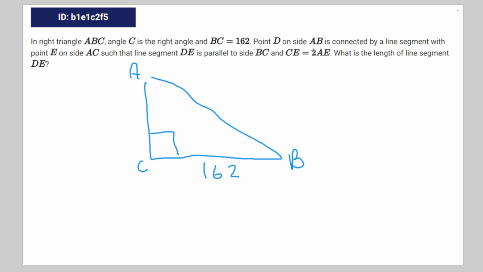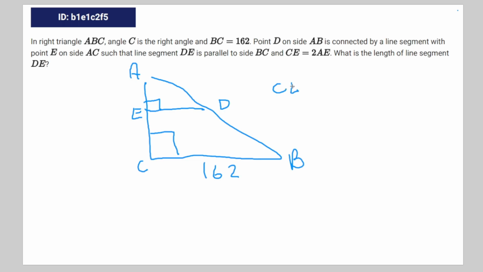Then point D on side AB is connected by a line segment with point E on AC, such that line segment DE is parallel to BC, and CE is equal to 2AE. Therefore, there's going to be a right angle here. So D rests on AB, and E on AC, and CE is equal to 2AE. So that's kind of interesting, actually.